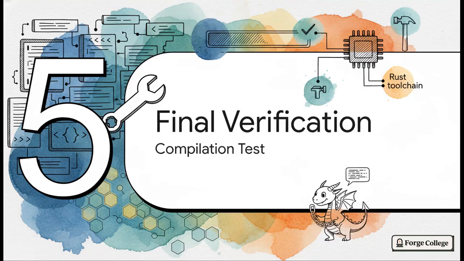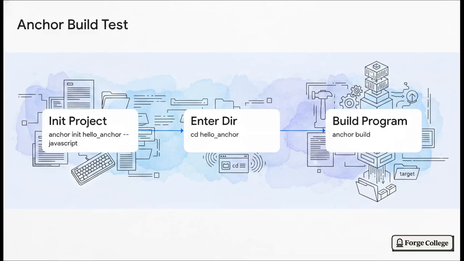Finally, we arrive at Section 5, Final Verification Steps. Let's wrap up our compilation test and make sure the Rust toolchain is properly linked. We do this by creating a minimal Anchor workspace with just 3 simple commands. First, anchor init hello-anchor --javascript generates a sample program. Next, you just cd into that new directory. And finally, you run anchor build. This tells the Rust toolchain, hey, go compile this Solana program. If it works, it successfully drops the compiled artifacts right into your target directory.